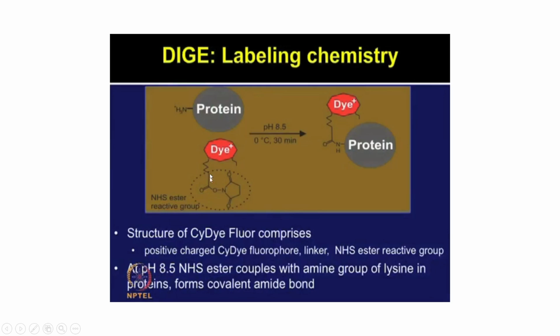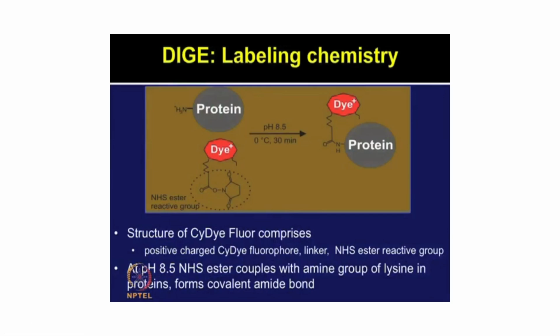This is how the structure of a dye is. It comprises a positively charged cyanine dye, and it has a linker. This part is called the linker, and it has an NHS ester reactive group, which is reacting here, as you can see. At a specific pH of 8.5, NHS ester couples with the amino group, which is of lysine in proteins, and forms a covalent amide bond, indicating the bond is very strong.